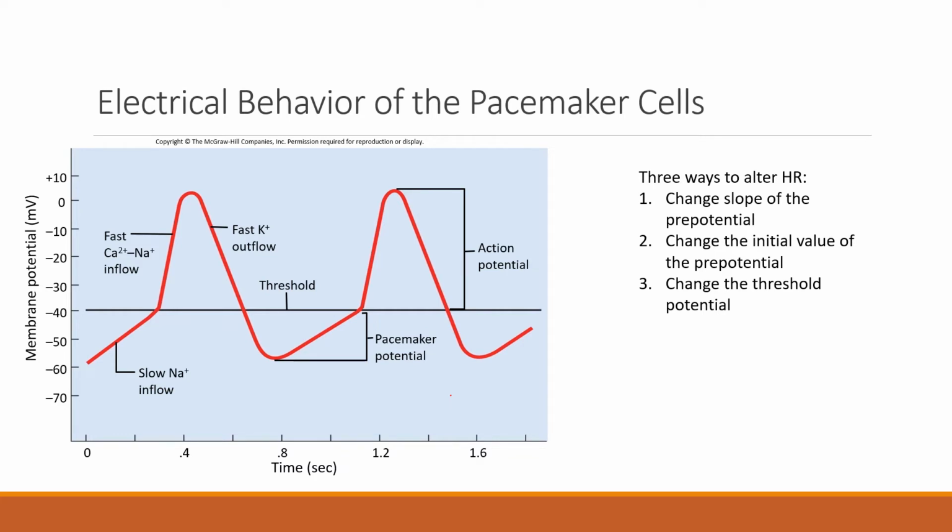I want to talk about 3 ways to alter the heart rate. As we know, we can increase or decrease the heart rate, and that's due to our autonomic nervous system. As I've discussed, the parasympathetic nervous system slows the heart rate down, and the sympathetic nervous system increases the heart rate.